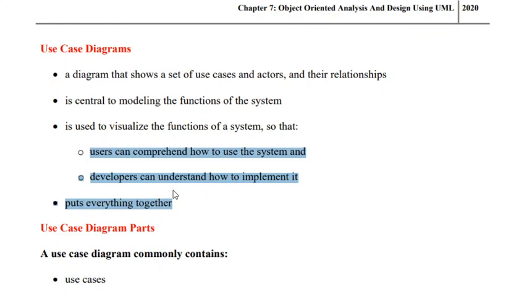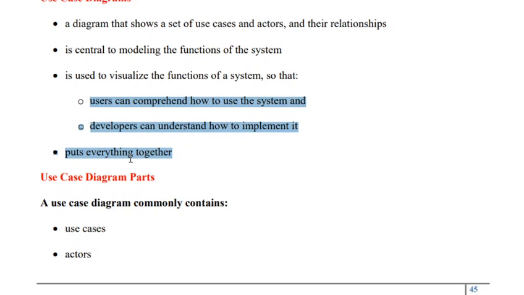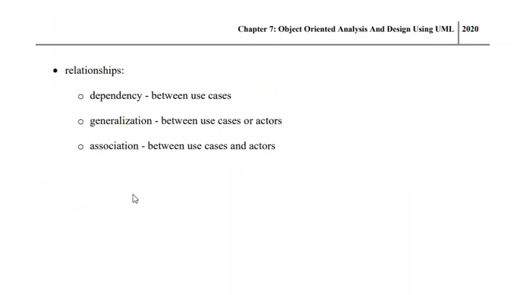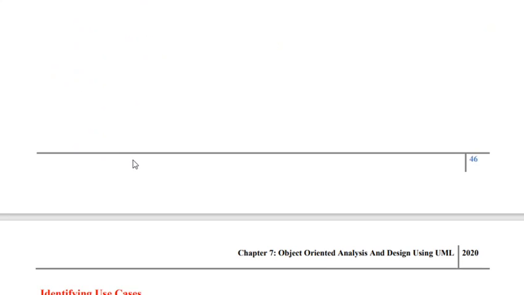So, a use case diagram is a diagram that's capable of representing use cases, actors and their relationships. It's capable of highlighting all the functional requirements. It's used to visualize the functions of the system, so users can comprehend what the system is capable of doing, and developers can understand what things are to be implemented. Okay, so a use case diagram is a mechanism of putting everything together. A use case diagram has various parts: use cases, actors, and relationships, and it has relationships like dependency, generalization, and association.